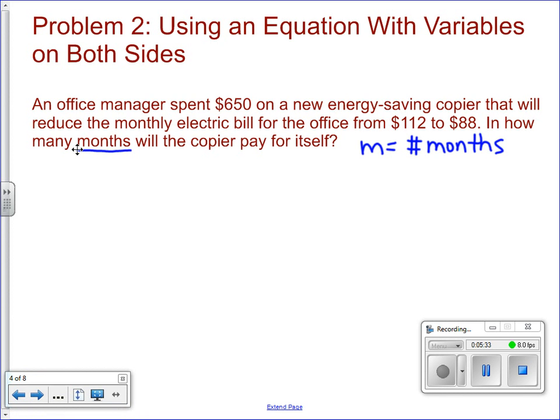What we're going to do is write an expression for using the old copier and then write an expression for the new copier. We are assuming in this problem that the old copier was paid for and there is no more cost associated with it other than the electric bill. So each month they are paying $112 to use the old copy machine, and we could use 112 times m to represent the amount of the electric bill.